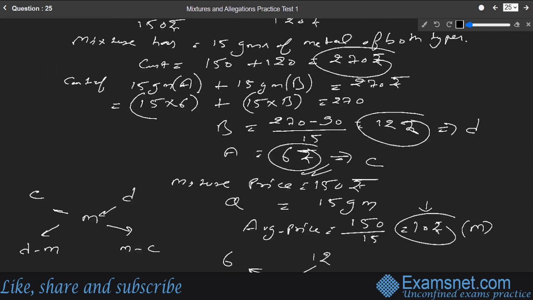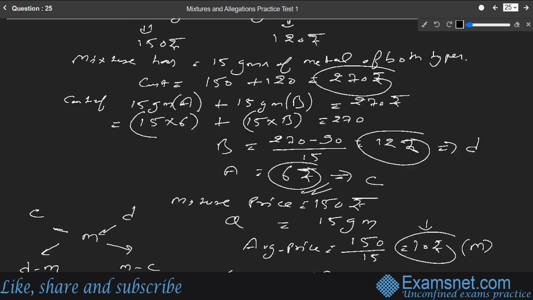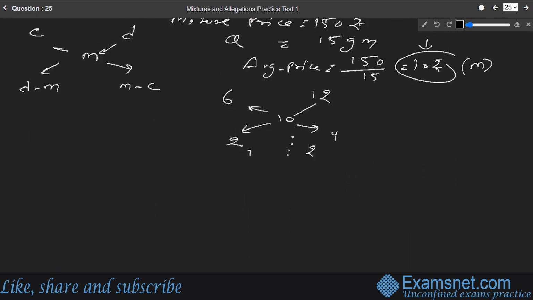And what have they asked? They have asked, find the weight of the other metal. That is, find the weight of B. We have to find the weight of the metal B in it. So the metal B has to be taken in two parts out of the total 1 plus 2, 3 parts. So metal B should be in the quantity of 2 divided by the sum of ratio terms, that is 1 plus 2, into the total weight, which is 15 gram.